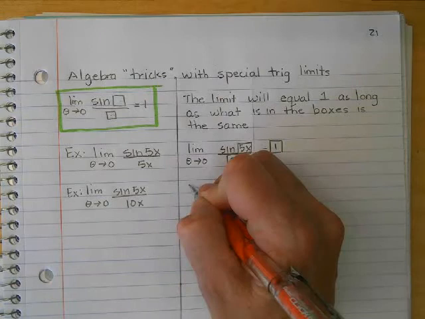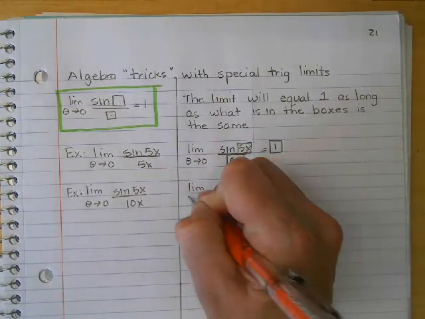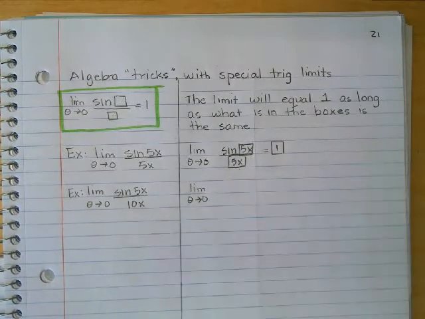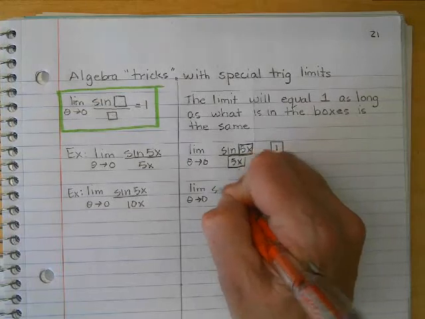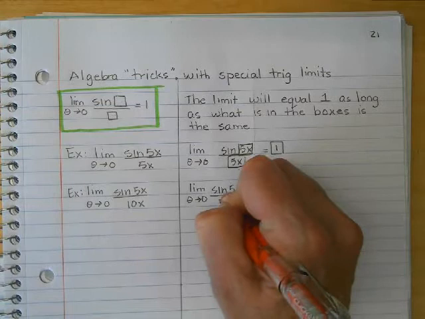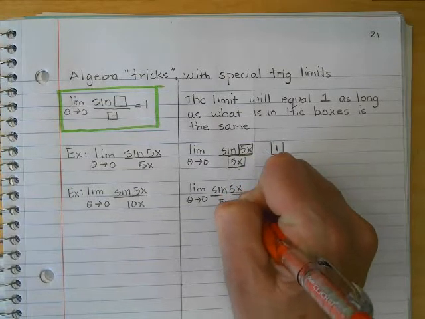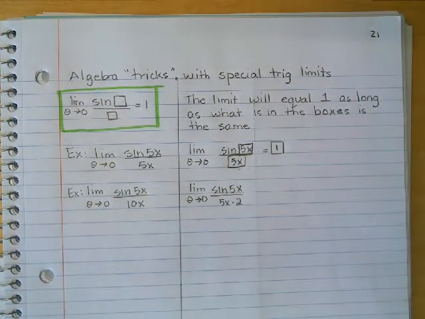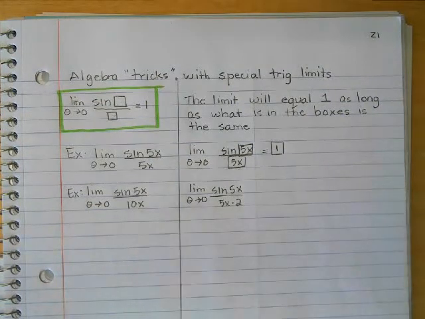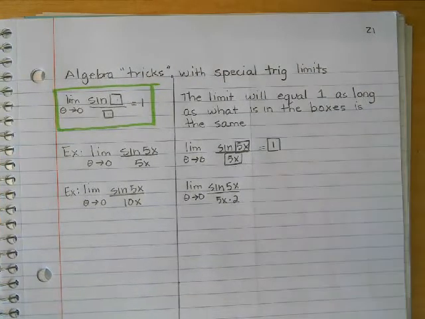So here's what I'm going to do. I'm going to rewrite it, and when I rewrite it, I'm going to keep this limit notation on there. So what if I said this is the sine of 5x over 5x times 2, right? Because 5x times 2 would give me that 10x back again. Now, I can't just go, oh, well, I know that that's a 1. We have to split this apart.